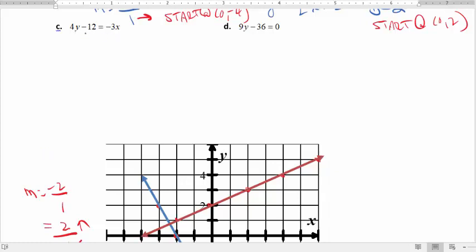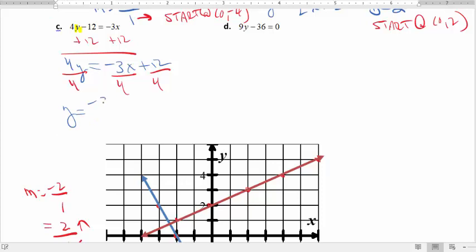Okay, and then the last two now are different because, actually no, this one isn't different, right? This one is similar. 4y minus 12 equals negative 3x, just different. So again, solve this for y. So how do you do it? Add 12, and we'd have 4y equals negative 3x plus 12, and then we divide everything by 4. So this one is going to be y equals negative 3/4 x plus 3. So our slope is negative 3/4, and our y-intercept is 3.